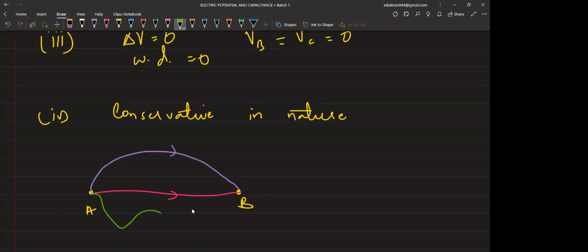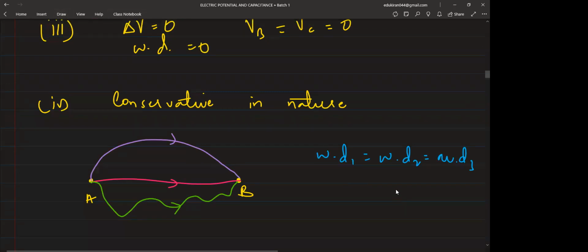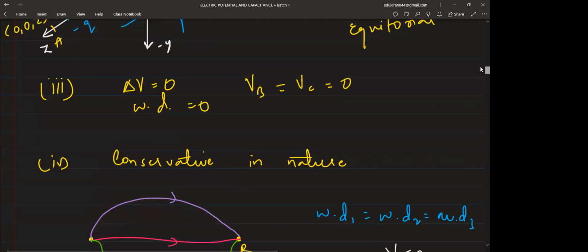Or from A to B, you go like this. Work done 1 is equal to work done 2 is equal to work done 3 in case of conservative forces. This is what is meant by a conservative force. So yes, it is conservative. Potential is conservative in nature. So our answer is yes. Write down the solution.